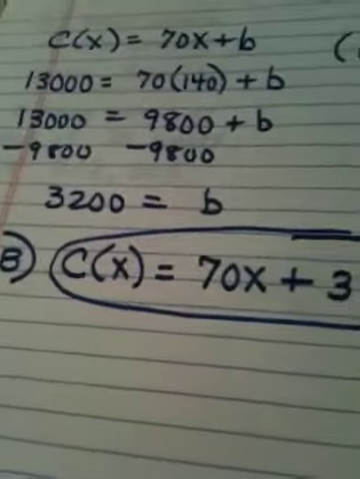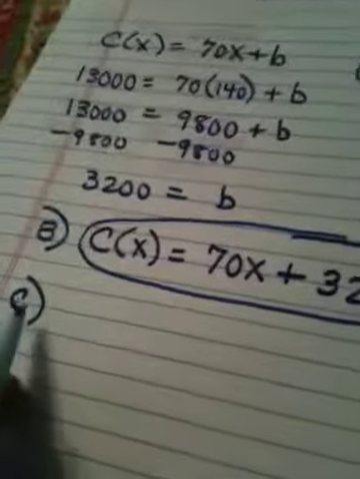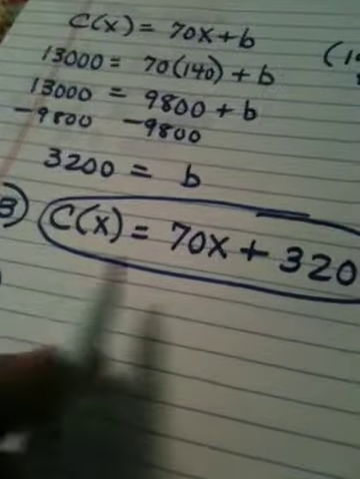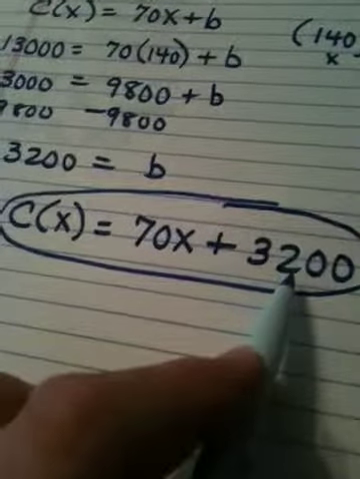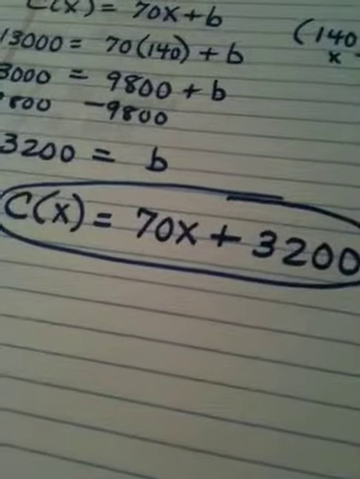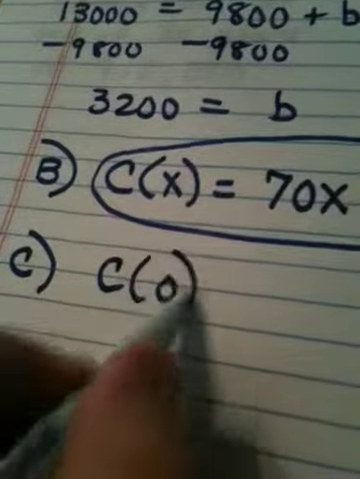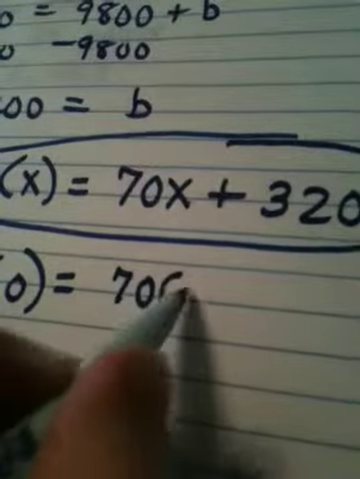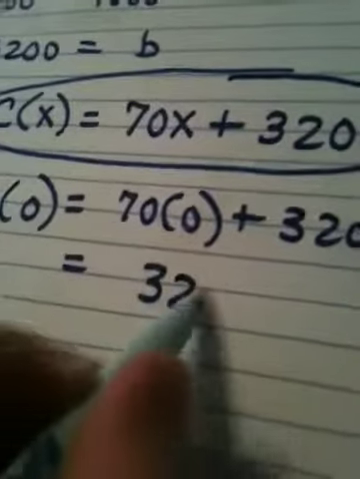Part C wants to know, what is the amount of the fixed cost? Well, remember what fixed cost means? Fixed cost would be how much it would cost if you produced 0. That's, in other words, if you made nothing. So in other words, what they're asking us to do is put in a 0. C of 0 would be 70 times 0 plus 3,200, which of course is just 3,200.